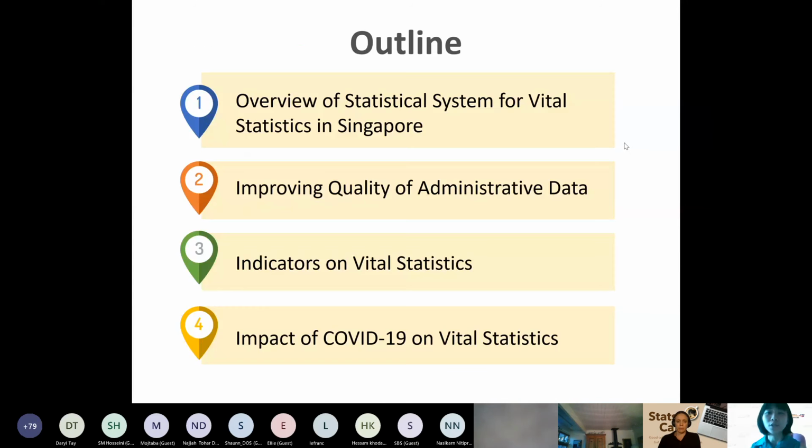Okay, I will be giving you an overview of the statistical system for vital statistics in Singapore, followed by how we improve the quality of the administrative data. I will then talk about some indicators we compile and end off with how COVID-19 has impacted the trends in the area of vital statistics based on available data thus far.